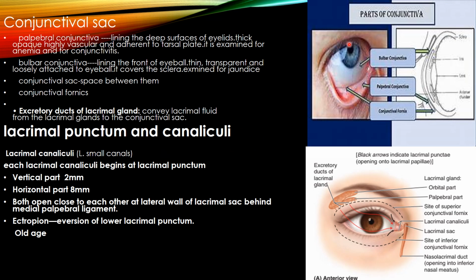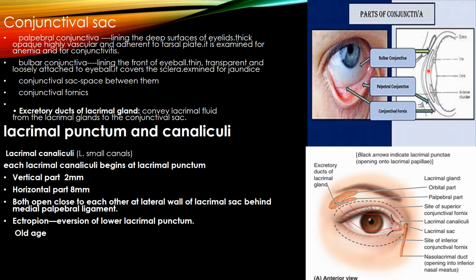Conjunctiva lining the inner surface of the eyelids is called the palpebral conjunctiva. It is thick, opaque, and highly vascular and adherent to the tarsal plate. It is examined for the anemia and conjunctivitis. The bulbar conjunctiva is the part of the conjunctiva lining the front of the eyeball. It is thin, transparent, and loosely attached to the eyeball. It covers the sclera and it is examined for the jaundice.